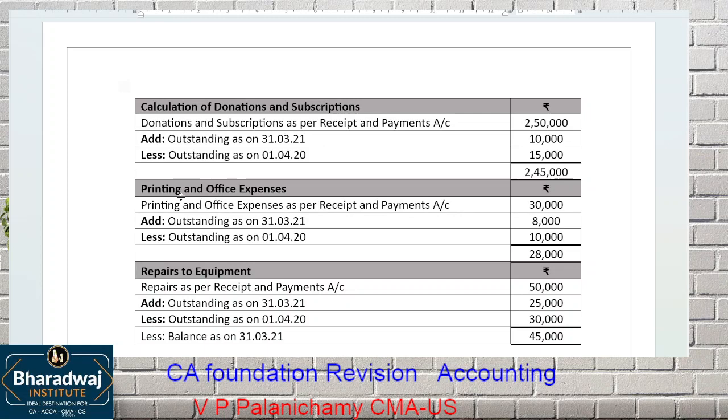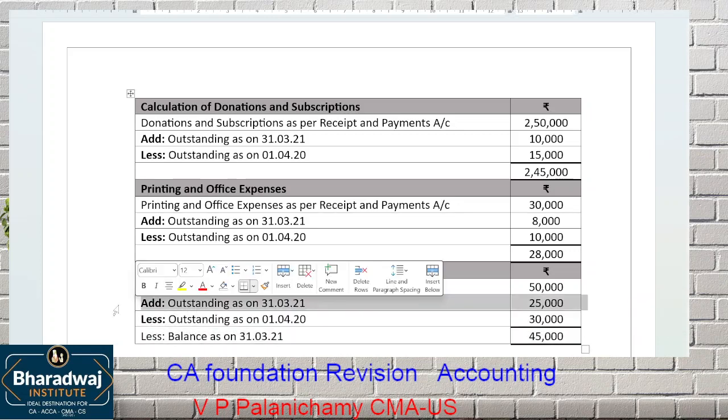Same way, repairs to equipment also. Repairs, add outstanding at the end minus outstanding at the beginning will give us the expense for the income and expenditure account.